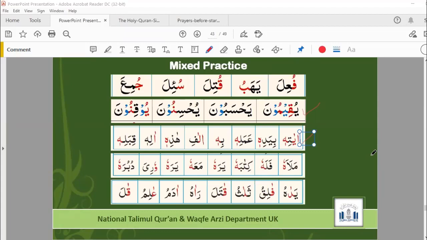Yes, please. So this is a mixture of vertical fatha, vertical kasra, and long strokes and short strokes. Yes. So, a'udhu billahi minash shaytanir rajim, bismillahir rahmanir rahim. No twa. There is no twa. Ta.